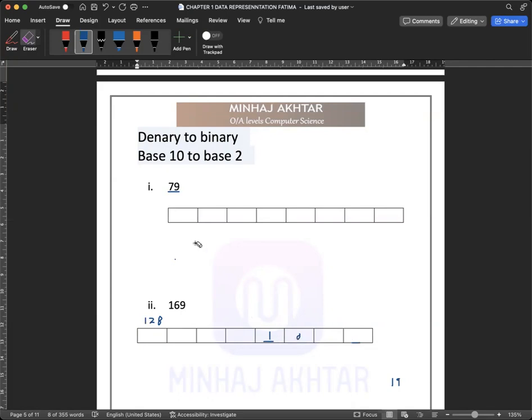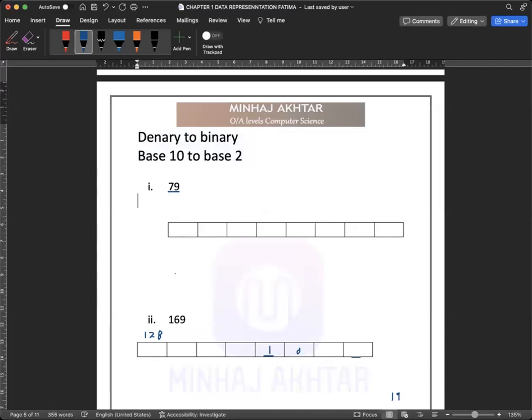Okay, tell me what we have to do. We need to draw the register. Is that okay? Yes, sir. Okay, great. After drawing the register, what is the next step? We have to label the register. 1, 2, 4, 8, 16, 32, 64, 128. Perfect answer.